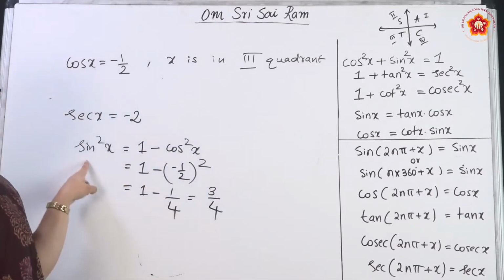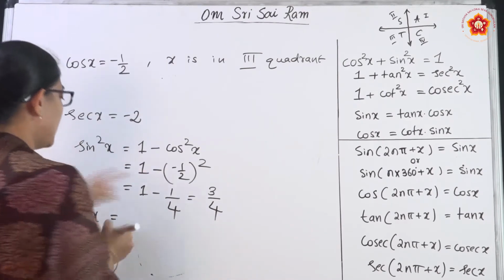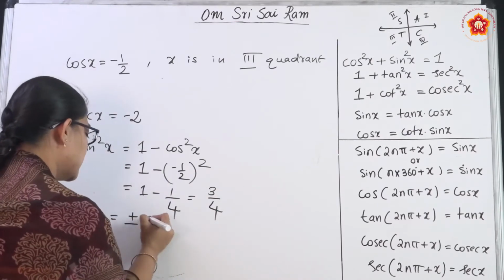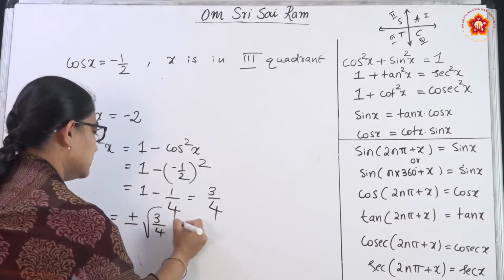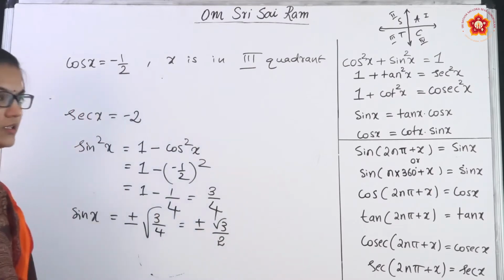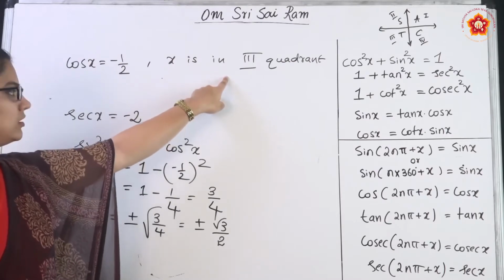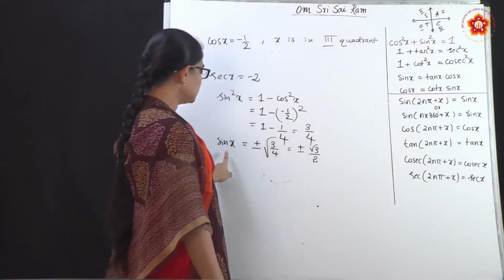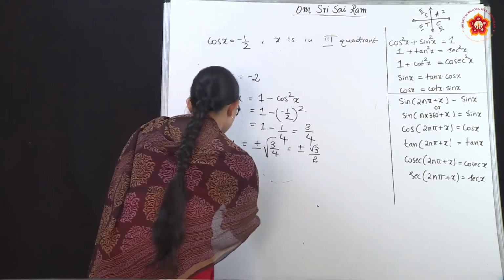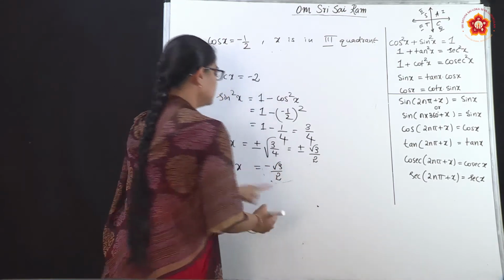But this is the value of sin square x. Now what is sin x? Square is 3 by 4, so sin x will be the root of that, plus or minus root 3 by 2, correct? Now, since x lies in the third quadrant, what can we say? In the third quadrant, sin is also negative. Therefore, we can write the answer sin x as minus root 3 by 2, since x lies in the third quadrant, okay?